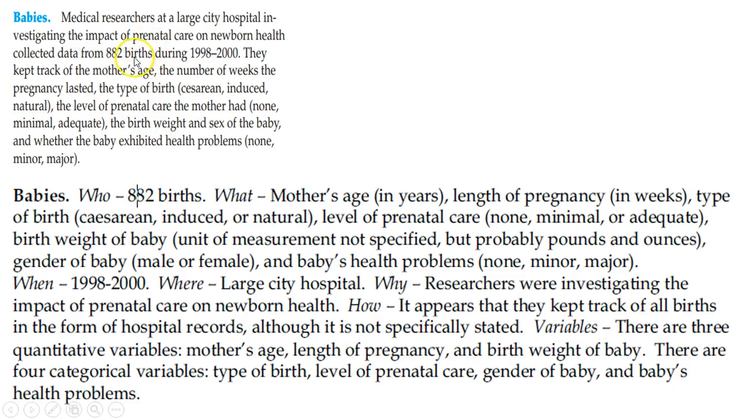They were looking at 882 people born between 1998 and 2000. What they were looking at, they were keeping track of the mother's age, the number of weeks of the pregnancy, and the births, not just types of birth, the different types, basically the entire way down. Where? It just said that it was happening at a city hospital, is all that it really said.